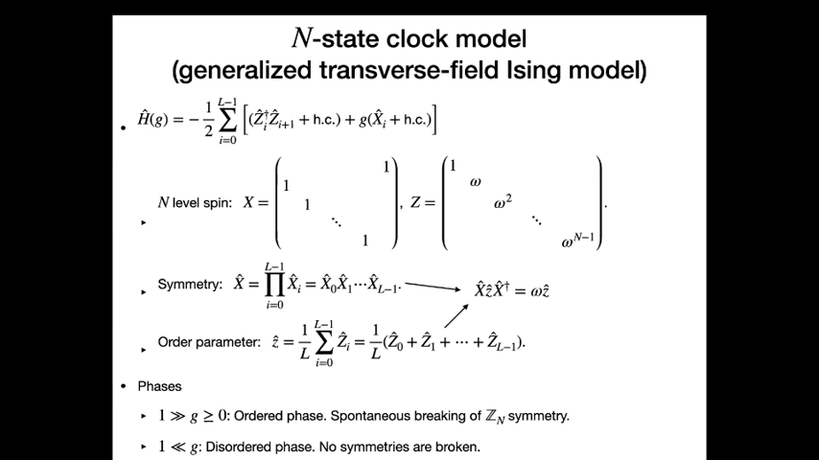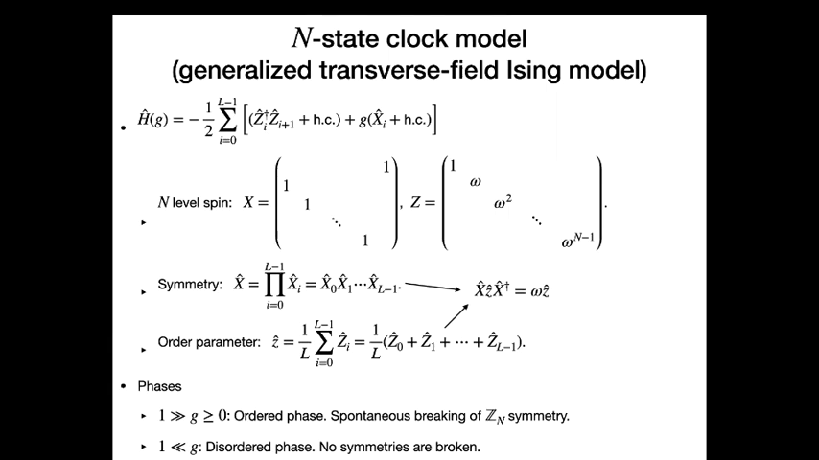Sorry, I don't have enough time to discuss this model in detail. But this is the usual n-state clock model, which is the generalization of the transverse field Ising model. In this case, I have a duality between G and 1 over G. When G is smaller than 1, we have symmetry breaking. When G is greater than 1, symmetry is not broken.